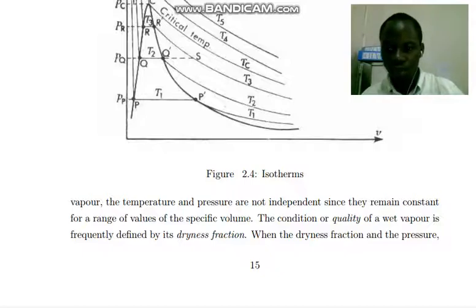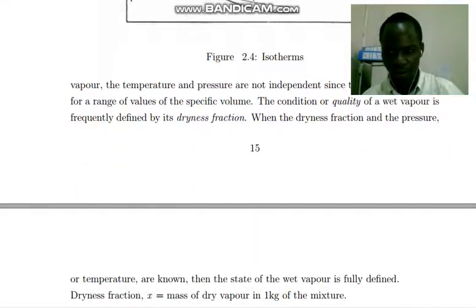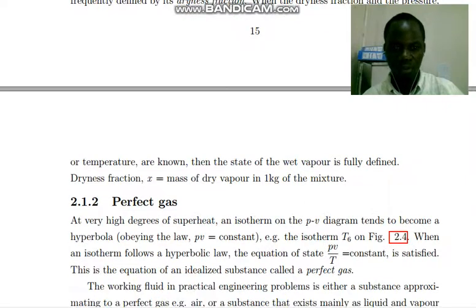The condition or quality of a wet vapor is frequently defined by its dryness fraction. When the dryness fraction and the pressure or temperature are known, then the state of the wet vapor is fully defined. So dryness fraction X is equal to the mass of the dry vapor in 1 kg of the mixture.